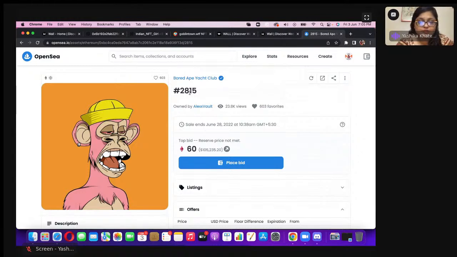Now here one more thing to understand is that in the Bored Ape of 10,000 collection, this token number is 2815, which means this is the 2815th piece out of the 10,000 collection, and this is owned by Alex Walt. We could all see 23,800 people have actually shown interest. I mean, have actually watched this NFT and they were thinking about buying this, whereas 603 people were interested and they favorited it, so that it can come out as a separate collection altogether.